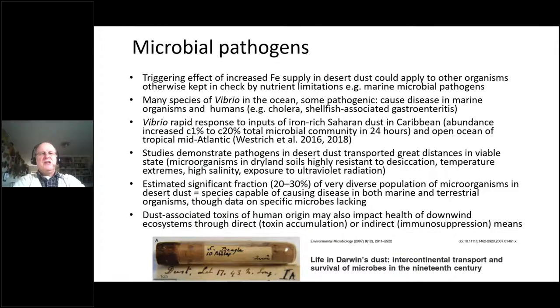Microbial pathogens are another important but severely understudied area of desert dust. In the same way that iron that arrives on desert dust can generate increased phytoplankton growth, it may also be beneficial for certain microbial pathogens in ocean surface waters, which are also kept in check by nutrient limitations. An important one is Vibrio, a bacterium which is common in the ocean and has some pathogenic outcomes such as cholera, but also diseases for people associated with shellfish.